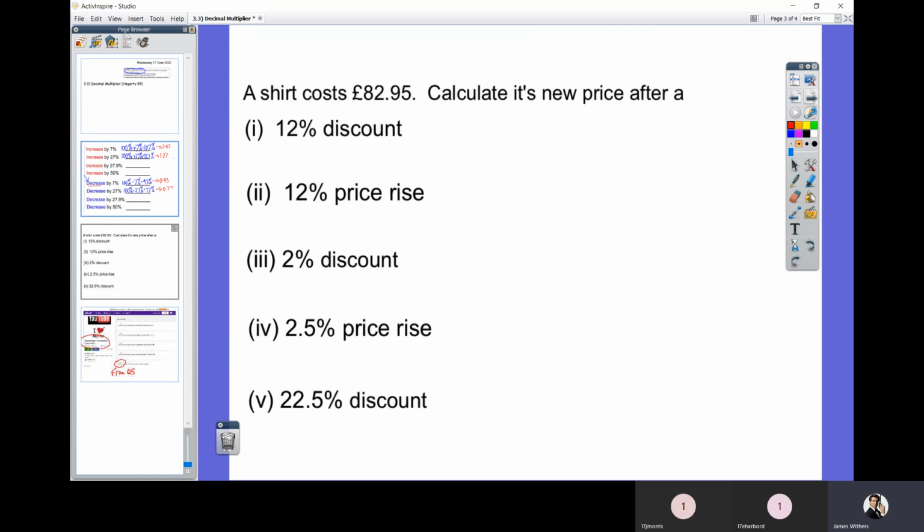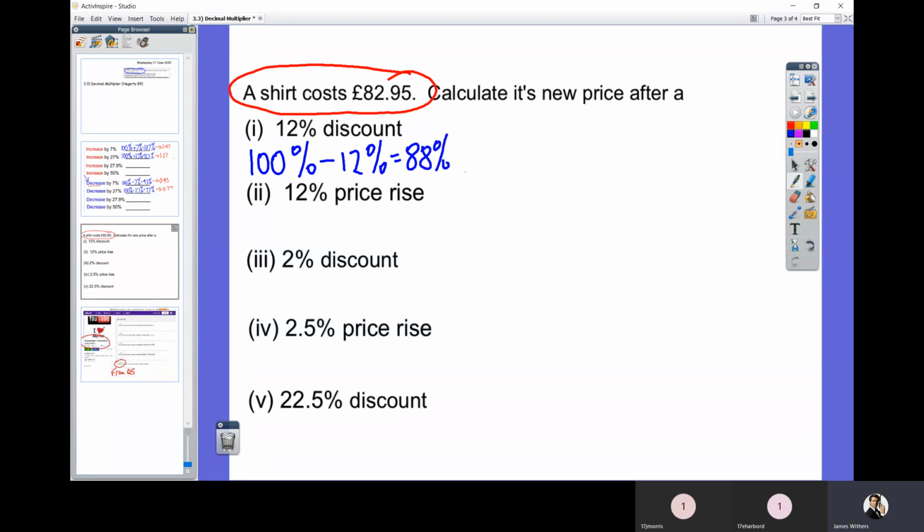So this is an example of some of the questions that are in the actual thing, and they're just going to be muddled up. So I just wanted to double check these. So these are some of the ones towards the end of the exercise. So we're told that a shirt costs £82.95. Now, we've given a 12% discount. Now, when you discount something, that makes it cheaper. So we had 100% to start with. You take away 12%, and that gives you 88%. Turning that into a multiplier, dividing by 100, you get 0.88.